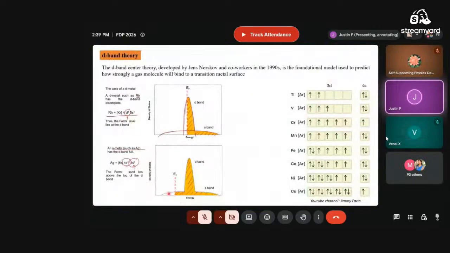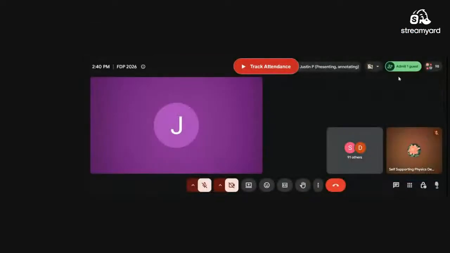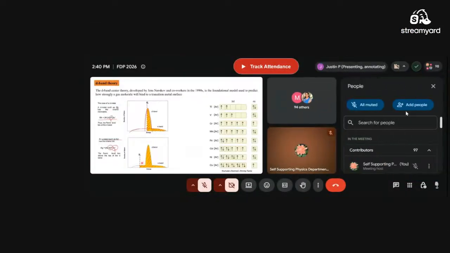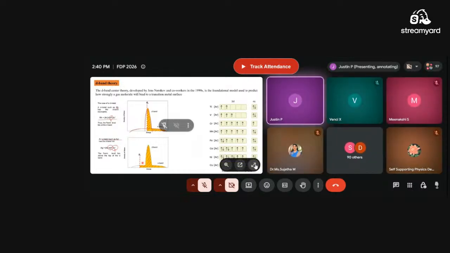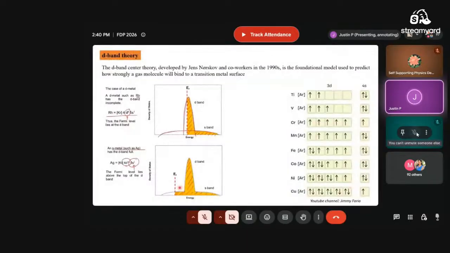From this analogy, you can notice one thing: whenever the D band is partially filled, the Fermi level falls on the D band. Whenever the D band is completely filled, the Fermi level will fall above the D band. So from this, we can notice that whenever the D band is partially filled, we will have better catalytic activity. Analogously, we can take that statement.